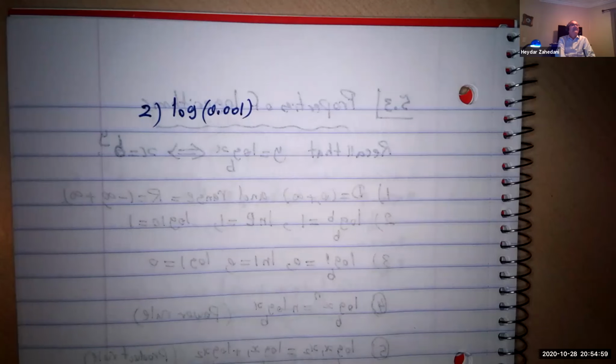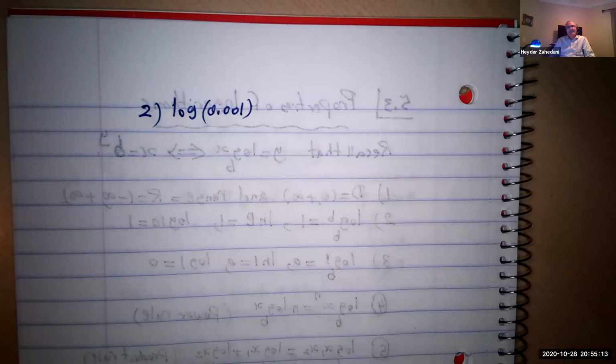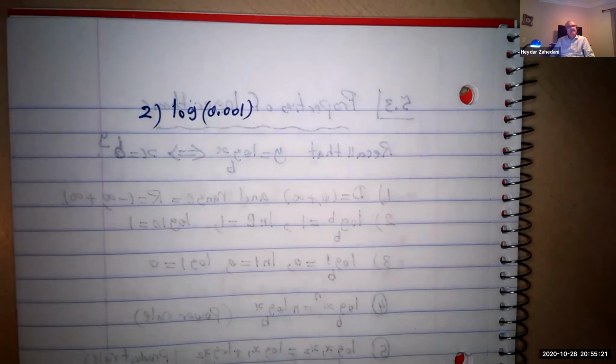There is no base. No, there is a base, 10. Remember, when there is nothing, the base is 10. It's a common log. Okay, the base is 10. So since the base is 10, you have to write these numbers in terms of the powers of 10, because you only have the fact that the base is going to be 10.